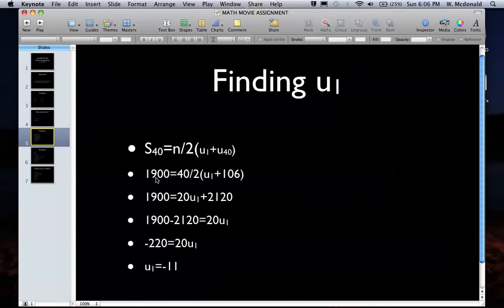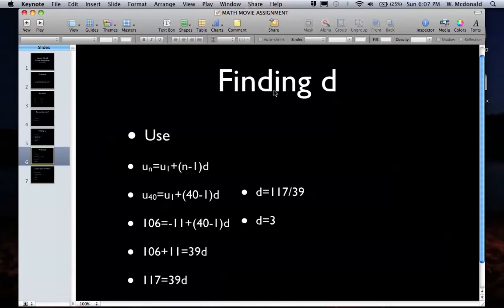As you can see, I just subbed in all the variables, and I came up with the answer -11 when you use algebra to solve for U1. So next, we have to find D. And in order to do this, we need to use the other formula that has three known variables and the one unknown variable, which is D.